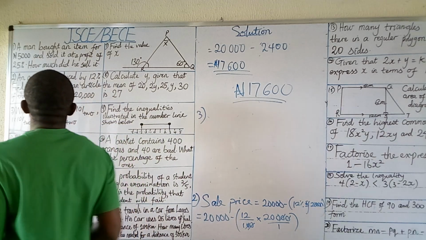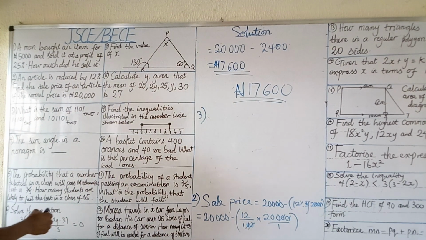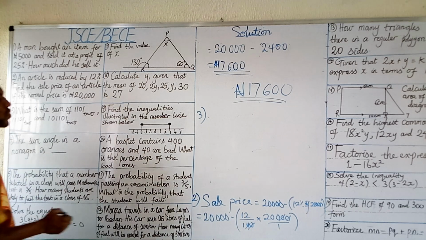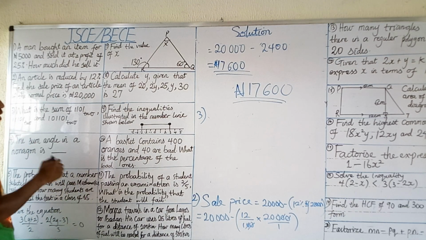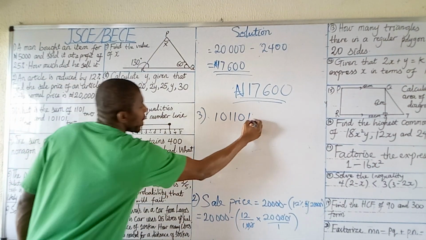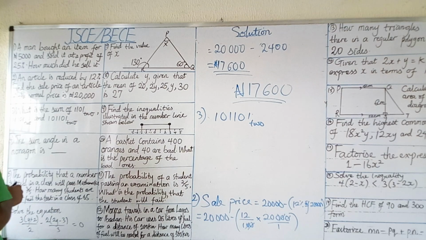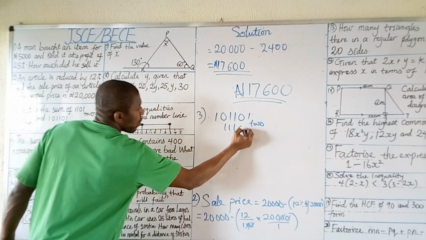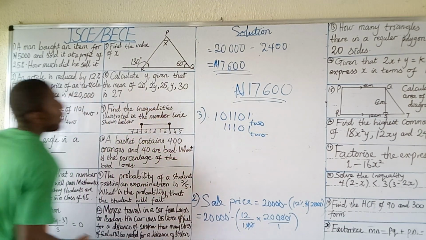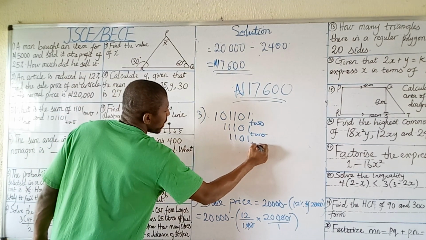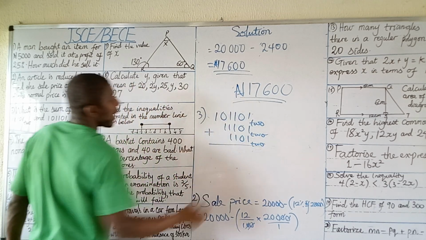Question 3. It says, what is the sum of 1101 base 2, 11101 base 2, and 101101 base 2? So I will take the one with 6 digits here, which is 101101 in base 2. I'm going to take the one with 5 digits, which is 11101, also in base 2. The next is 1101, also in base 2. So I should add.